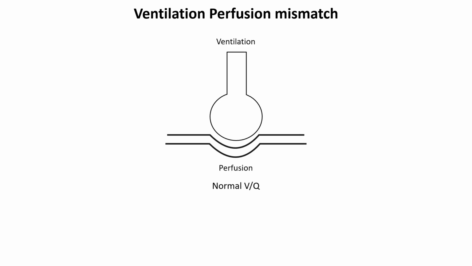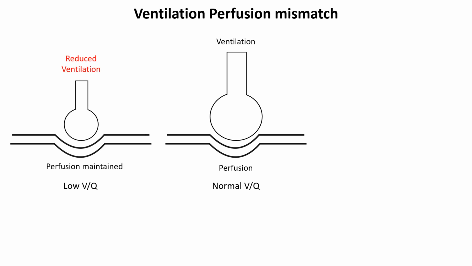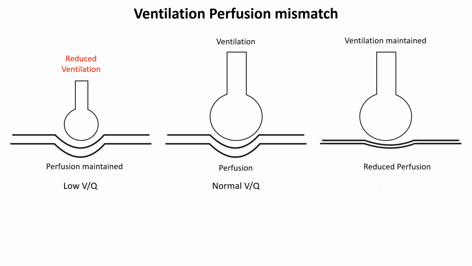Ventilation-perfusion or VQ mismatch occurs when the balance between airflow or ventilation and blood flow or perfusion in the lungs is disrupted, impairing the efficiency of gas exchange between the alveoli and blood. When ventilation and perfusion are not well matched, some areas of the lung receive more blood than ventilation, resulting in a low VQ mismatch, while others receive more ventilation than blood flow, leading to a high VQ mismatch.